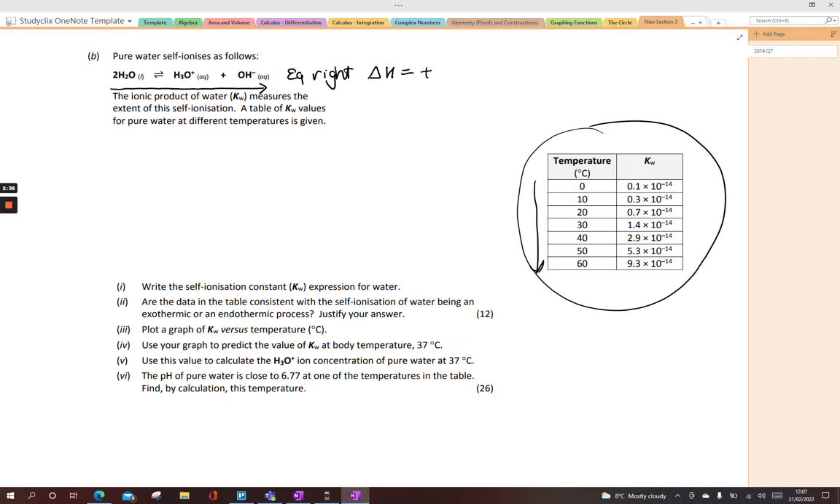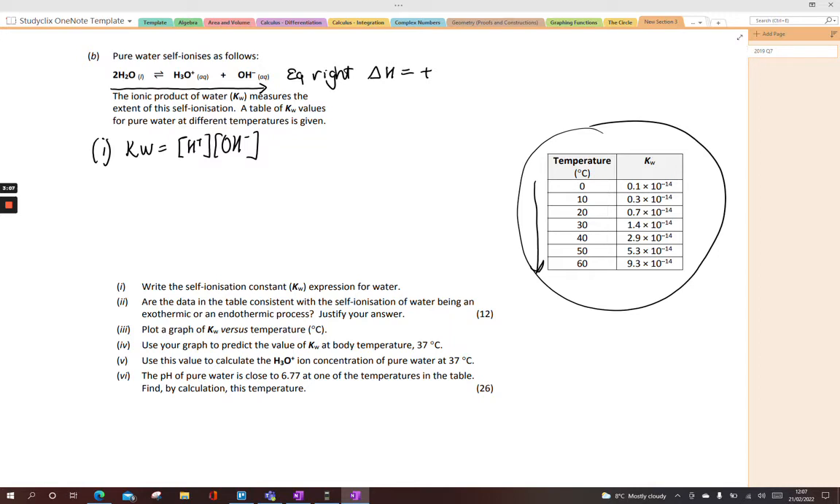So write the self-ionization constant expression for water. So the first bit there, part 1, Kw is equal to [H+] times [OH-]. And you need your square brackets. Sometimes they ask you to define that. It's the product. Product means multiply. It's the product of the molar concentrations. Them square brackets mean moles per litre. So it's the product of the molar concentrations of hydrogen ions and hydroxide ions.